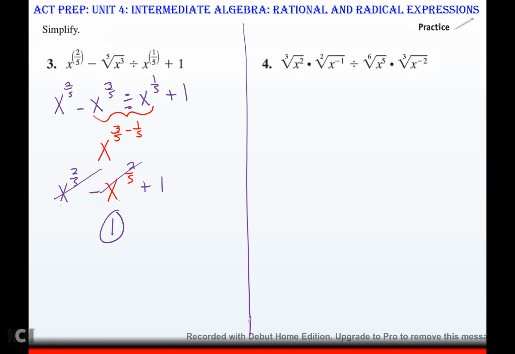What the book says is you can't multiply or divide radicals unless the indexes match. And you can make a match. So I could rewrite this as x to the 2/3 times x to the -1/2 divided by x to the 5/6 times x to the negative 2 over 3.